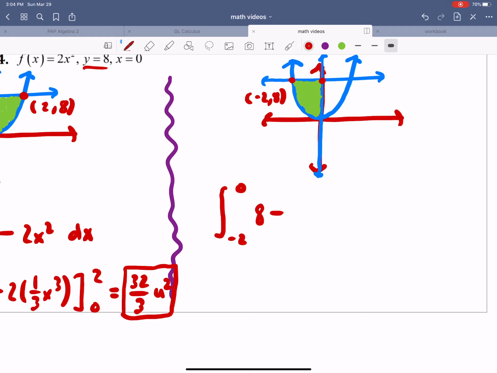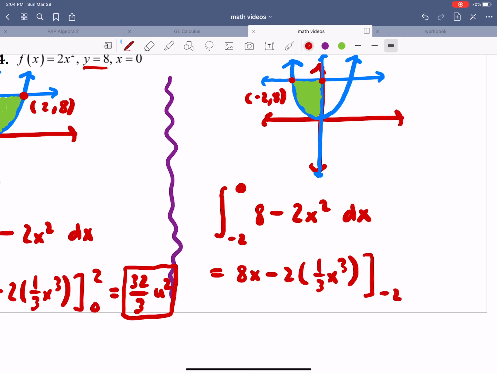Top curve is still 8. Bottom curve is still 2x squared. We're using x as our variable. So this antiderivative is 8x minus 2 times 1/3 x cubed, exact same as what we had in the last scenario. But this time, instead of evaluating from 0 to 2, we're going from -2 to 0. So again, I'll let you plug and chug and see what you get.